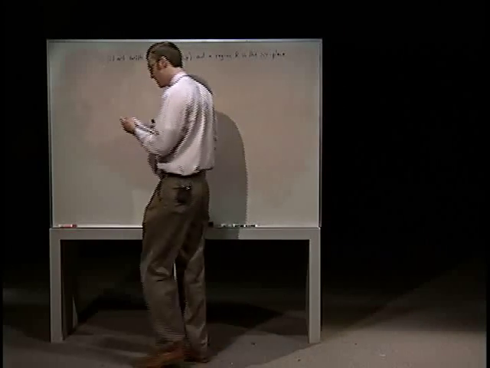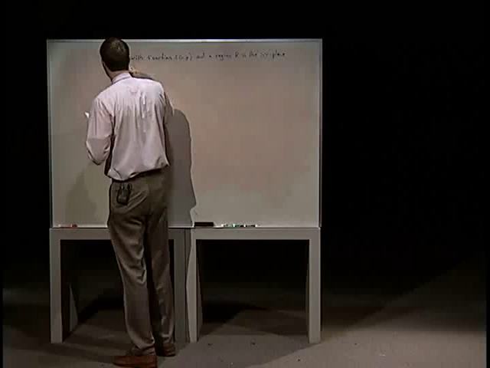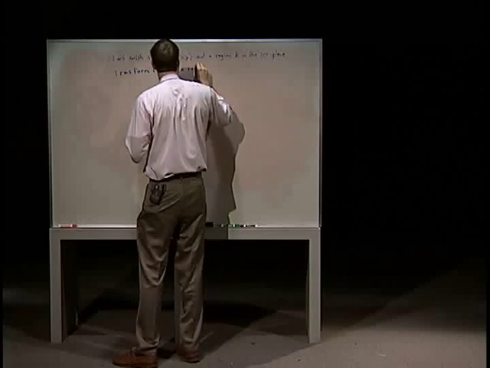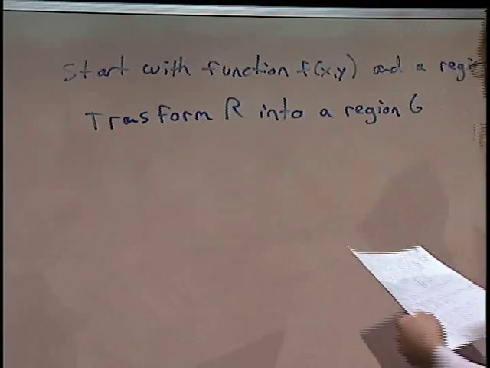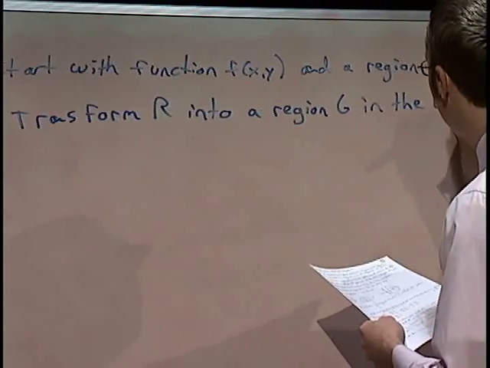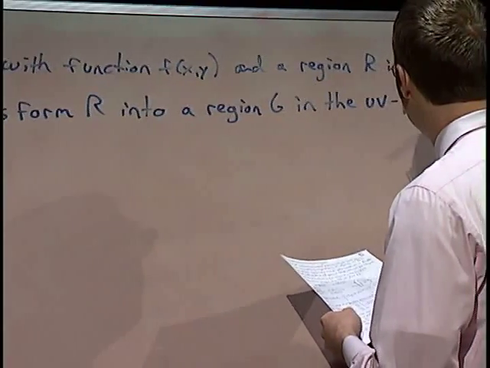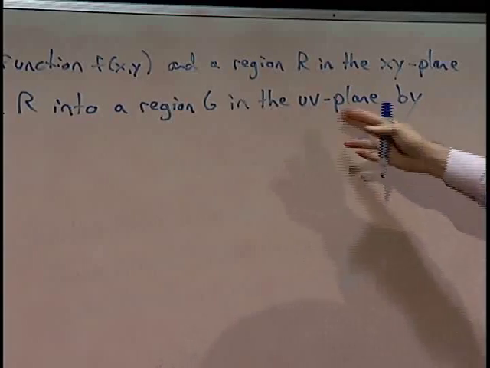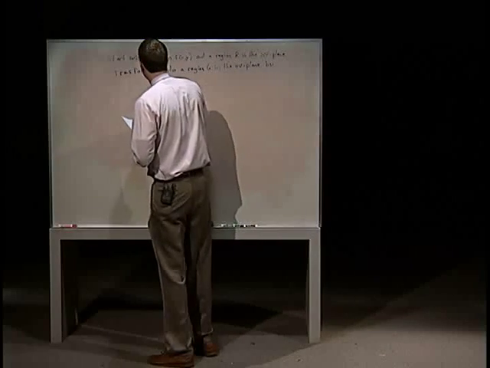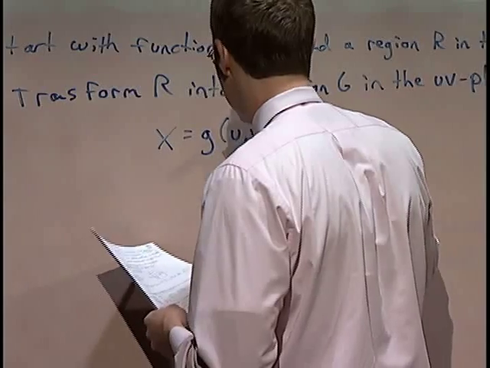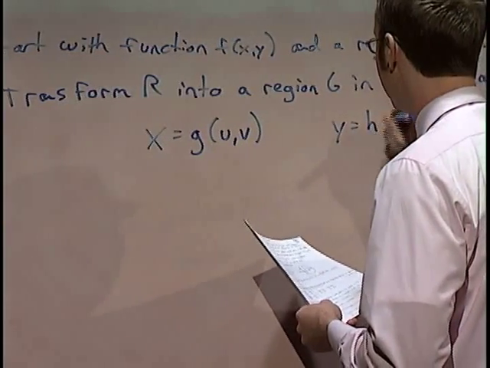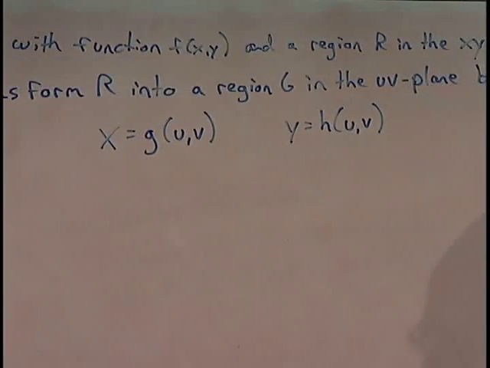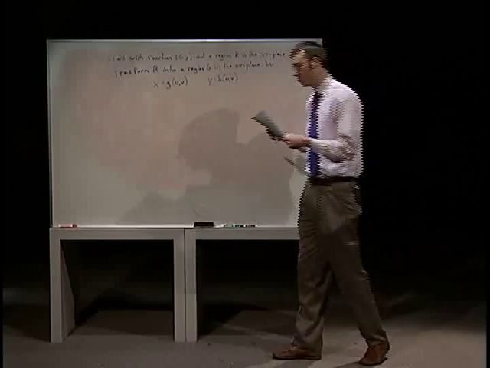Okay? So you have this function f of xy in a region, and our goal is we're going to transform R into a region G in the UV plane by applying the following transformations to xy. So we have a region G in the UV plane, and x will be some function g of uv, and y will be some other function h of uv, right? So we have some transformation of x and y based upon a function of u and v, okay?